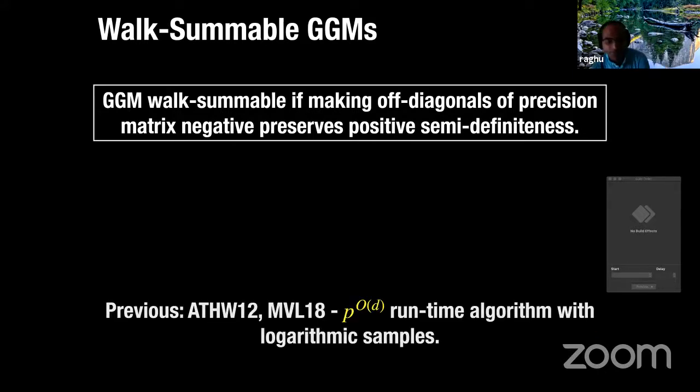Okay. So learning walk-summable GGMs was also studied before, especially in the work of Anandkumar et al. The best result here is due to their work, which has some additional constraints, but which were removed in the more general result of Misra, Vuffray, and Lokhov. That you can learn walk-summable GGMs with runtime that is p to the O of d and logarithmic sample complexity. This is the best we know for general models anyway.